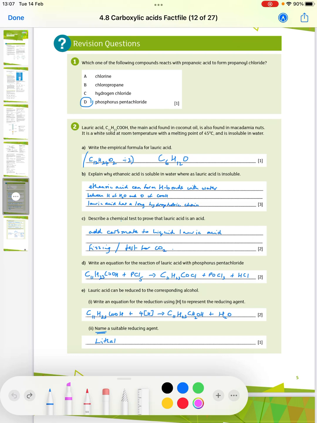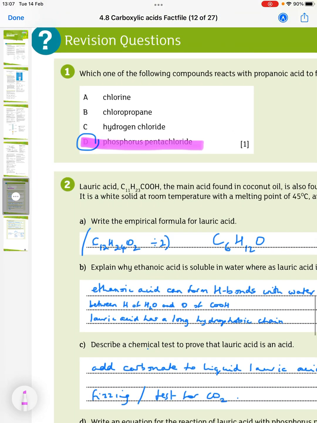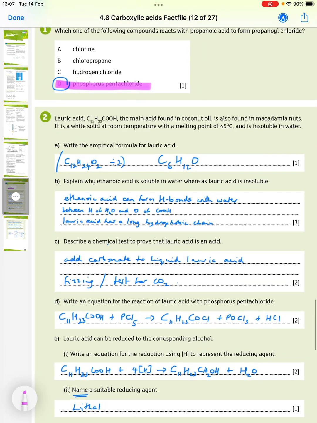So question 1. Which one of the following compounds reacts with propanoic acid to form propanoyl chloride? Dead easy. Phosphorus pentachloride. Shouldn't have to think about that one. Lauric acid then, question 2.